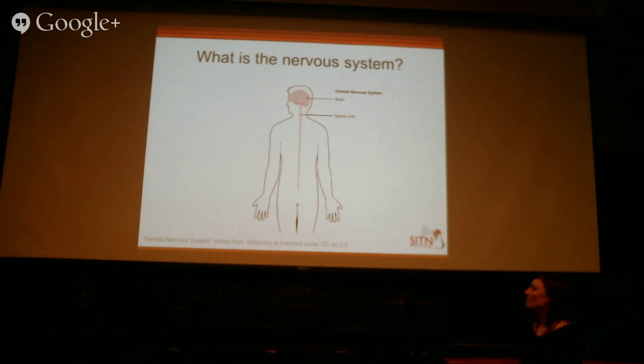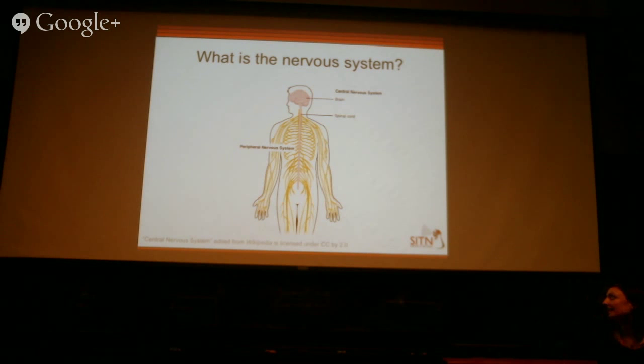So most of you know that your brain and your spinal cord play a central part of your nervous system, they make up the central nervous system. But you actually have neurons throughout your entire body. And these neurons in the periphery make up the peripheral nervous system. And so all of the senses that you experience are coming from neurons that are in this periphery, and they're sending information to the brain.